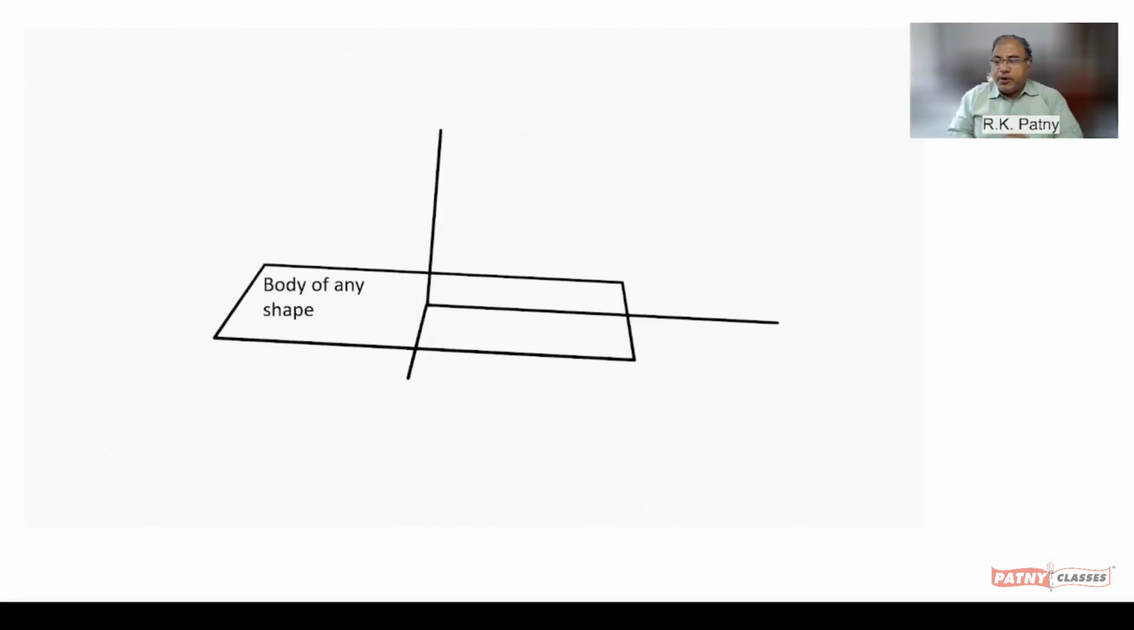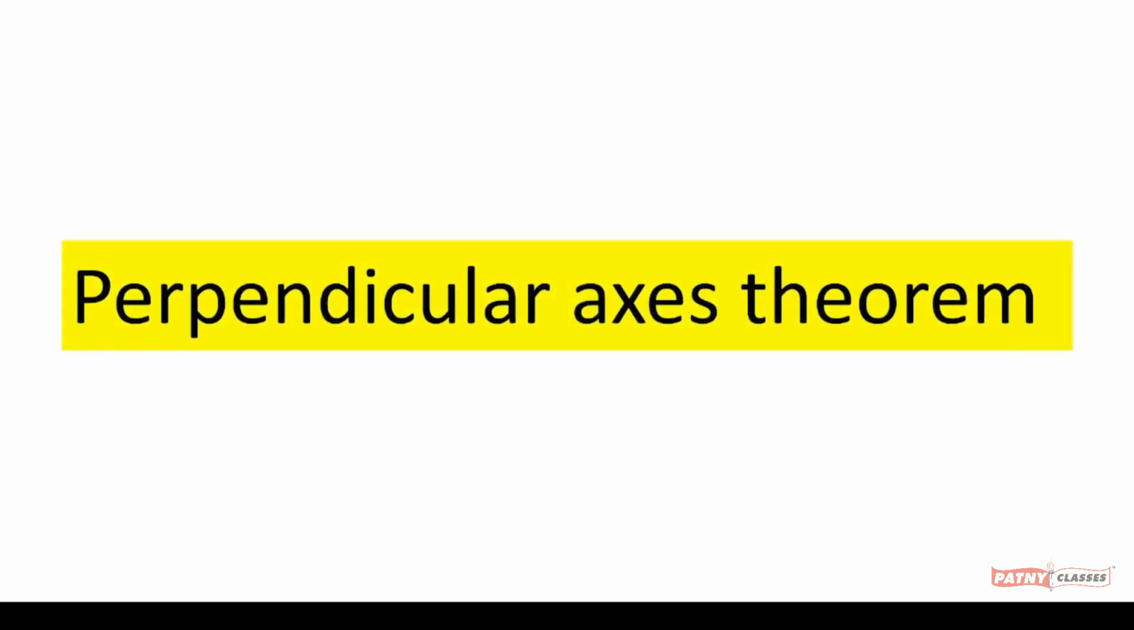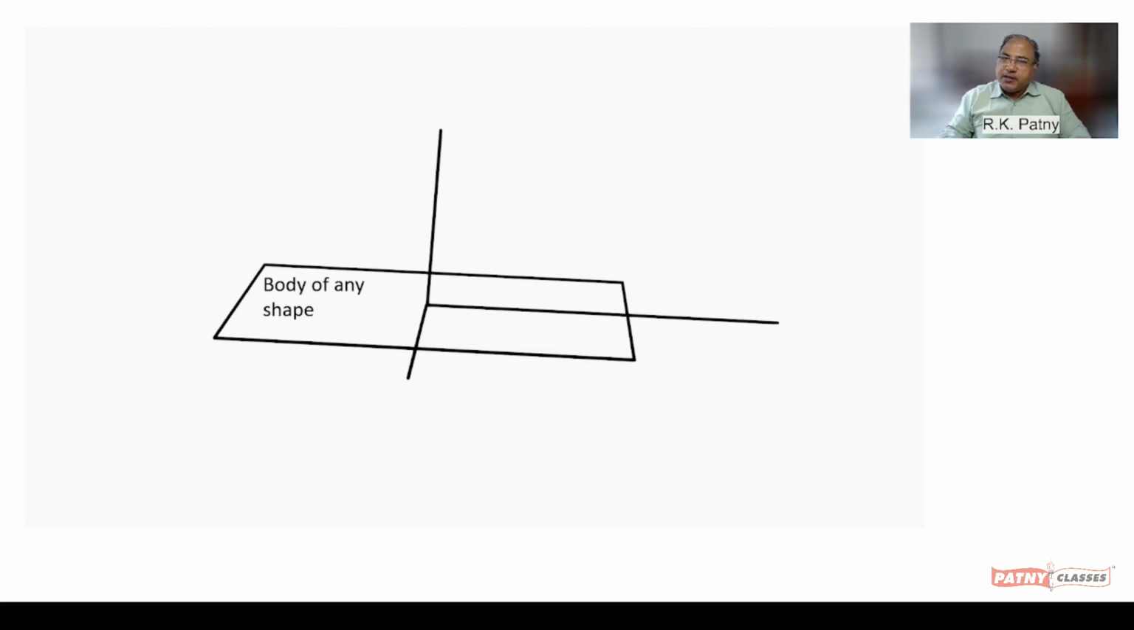Here is the body of any shape. Here I have taken the rectangular body, but you can consider it a body of any shape, because the perpendicular axis theorem I am going to discuss today is applicable for all shapes. Here I got the three axes. One is the x-axis. The body can rotate about the x-axis, or about the y-axis, or even about the z-axis.